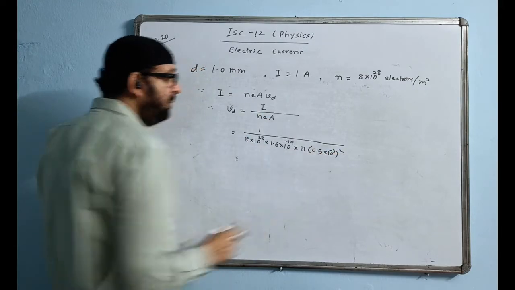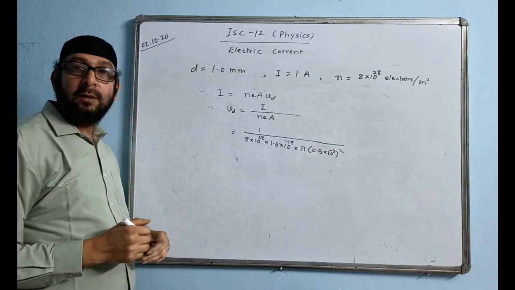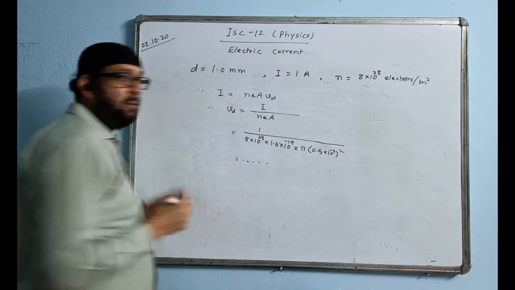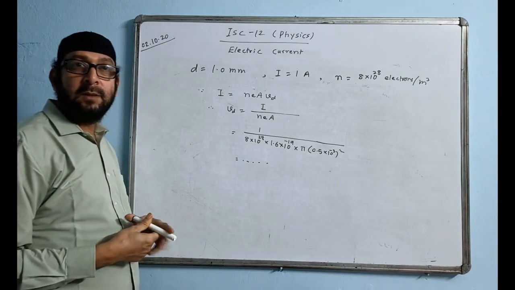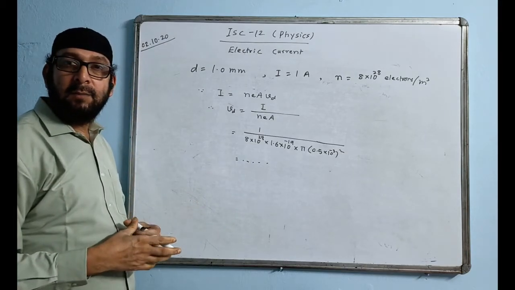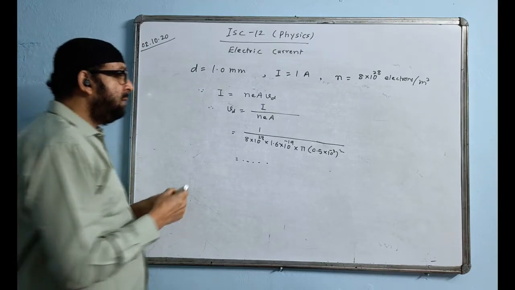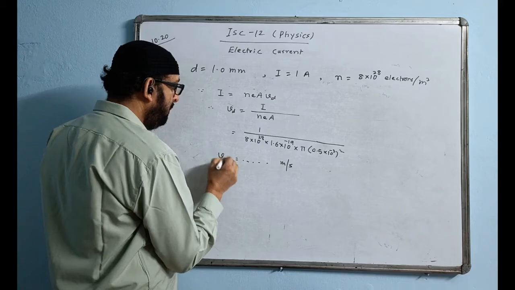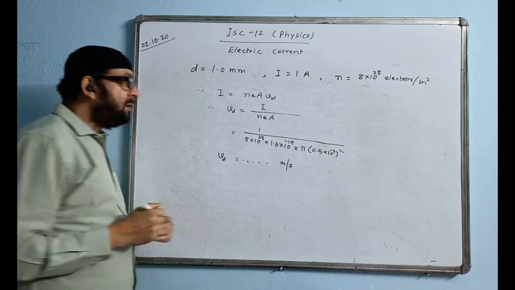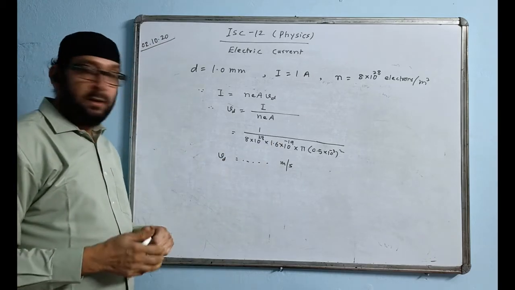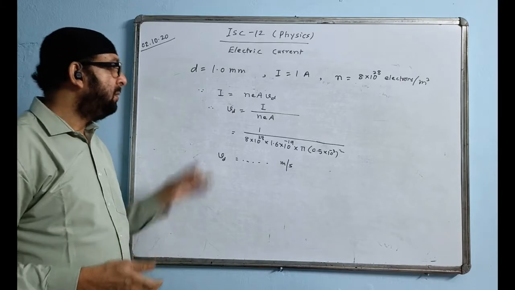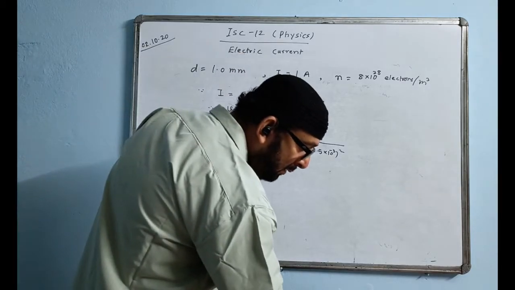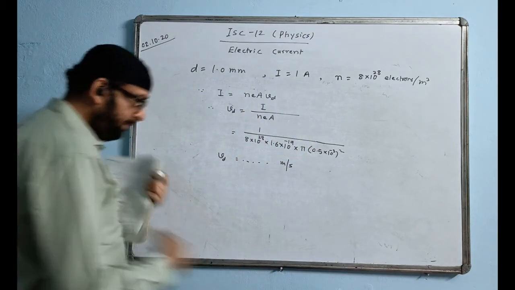And now you have to use a calculator and calculate this answer. This answer will come something into 10 to the power of something, in meter per second. That exact answer I don't remember, so we have to calculate. So this is the solution for this question. And then we will do one more question.